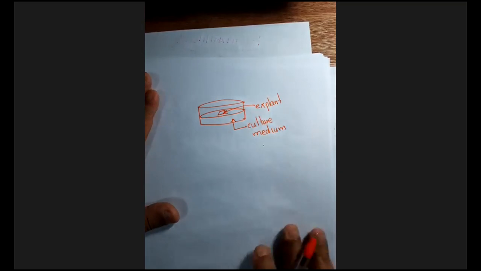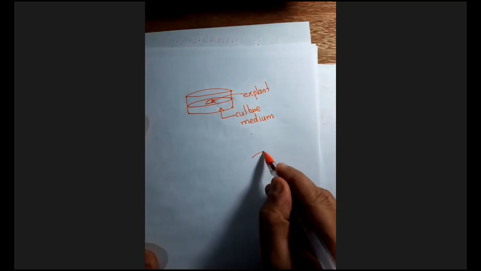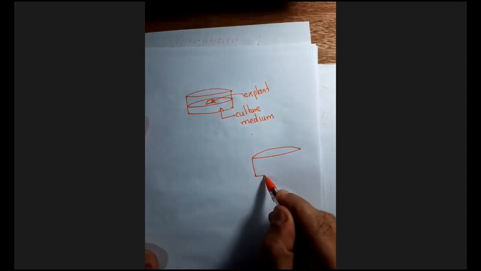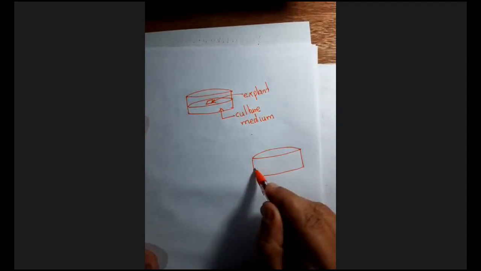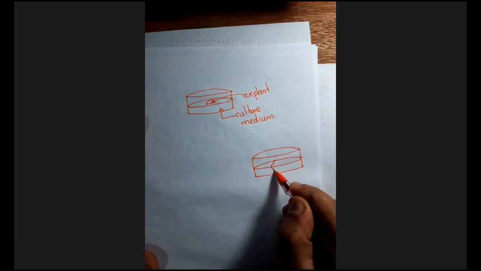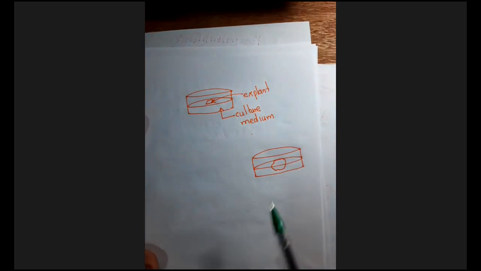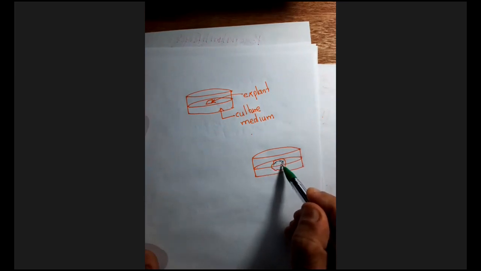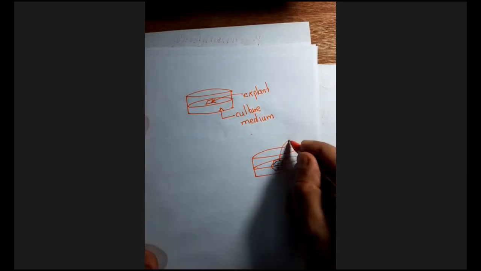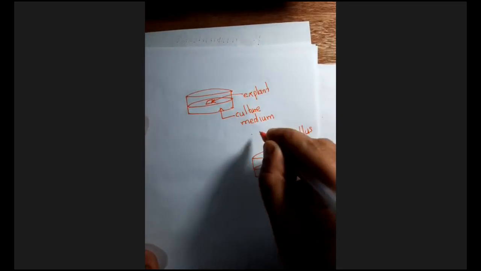On a culture medium, you are placing an explant. After a couple of days, what you will see in the culture medium is, from the explant, a green color mass will get created. This mass, what is getting created, is called callus.